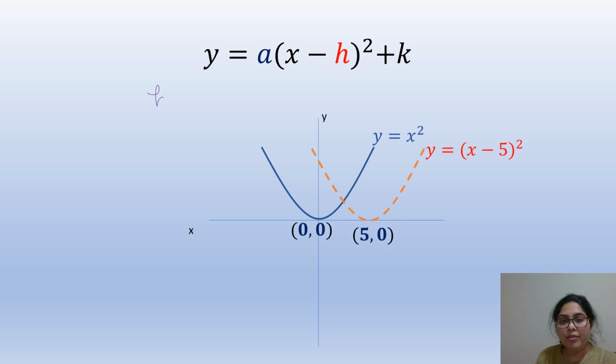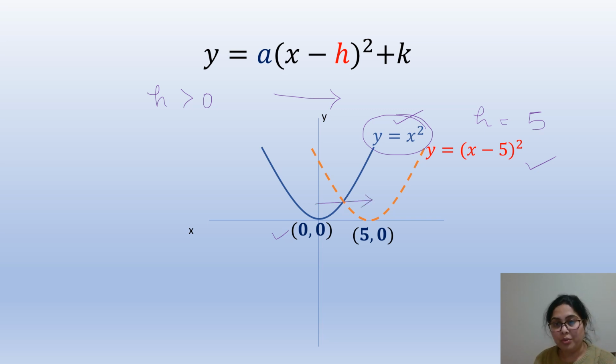When the value of h is positive, the vertex of the parabola shifts towards the right. Let's have a look at this example. In this parabola, the value of h is 0 and its vertex is given by (0, 0). But when we take the value of h equals 5, we get this parabola. You can see the vertex has been shifted from (0, 0) to (5, 0).